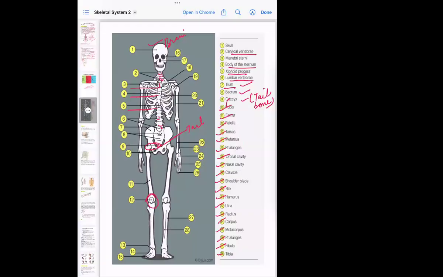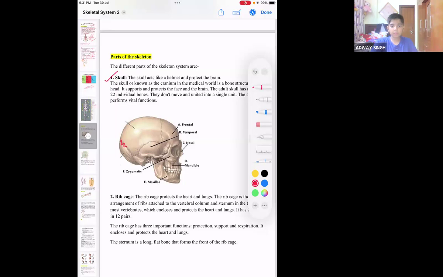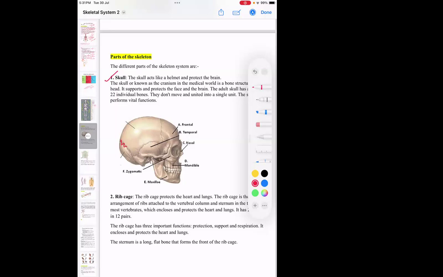Now, parts of the skeletal system, the main different parts of the skeletal system. The first one is the skull. In Hindi we call it khopri, right? In this skull, you can see these joints. Basically, can you see this joint? These are the joints where so many different bones are connecting together.